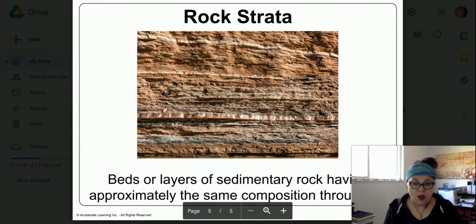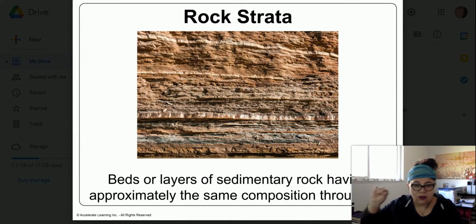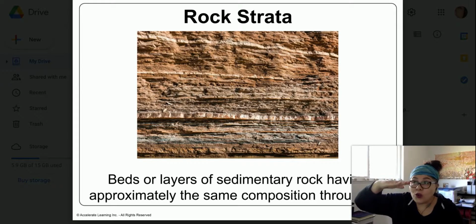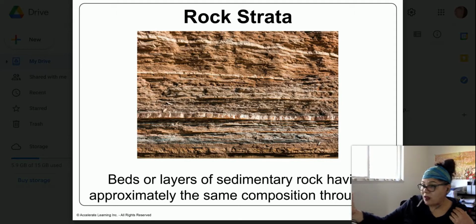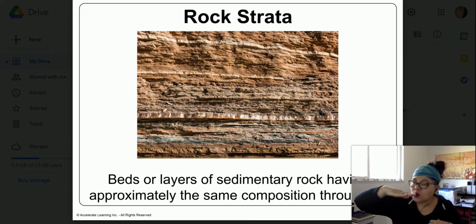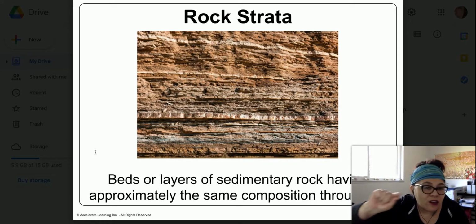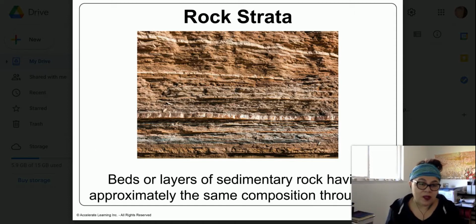Rock strata. Rock strata are the layers, each individual layer. Each one is a little bit different. They might look really similar because they're from the same time period or they were made from similar things, but each one is a little bit different over time. You can see how fine these layers are within this example in this image.